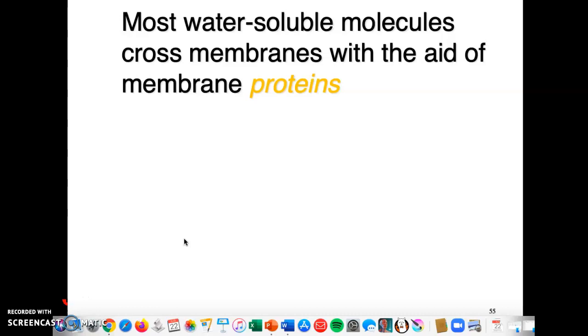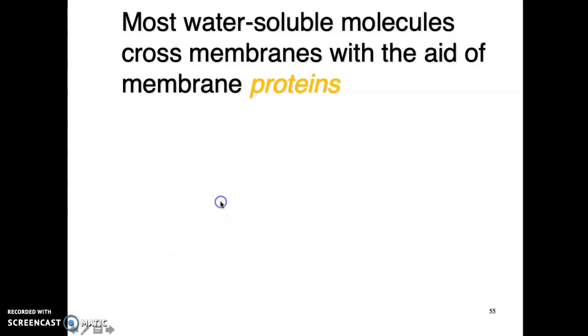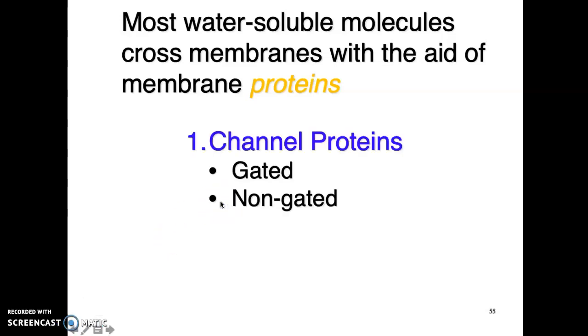So if water-soluble molecules are crossing the membrane with the aid of a protein, when they can't cross the actual lipid bilayer on its own and it needs a protein, what do those proteins look like? So there are two kinds. The first kind are channel proteins. They can either have a gate or be non-gated, and I'll show you through models what that looks like.